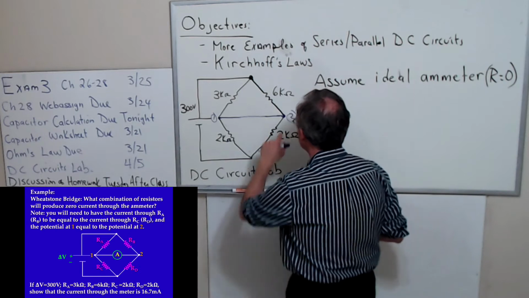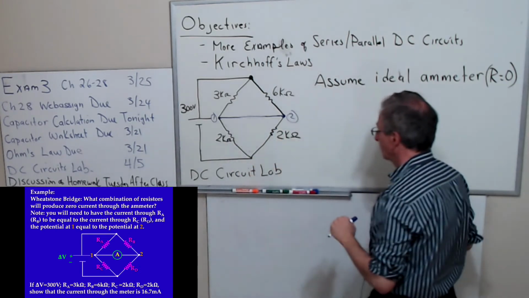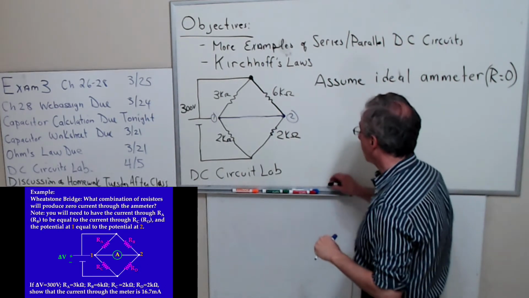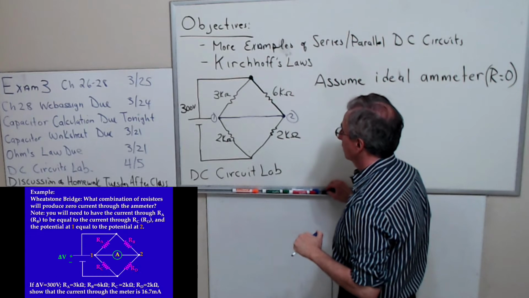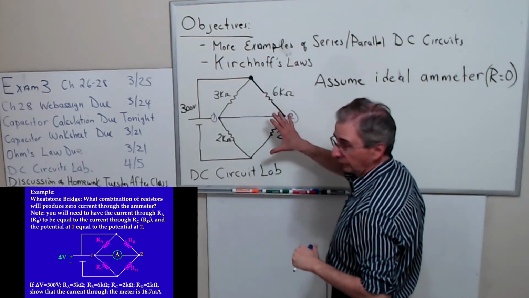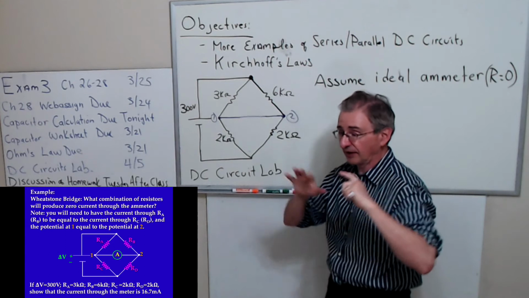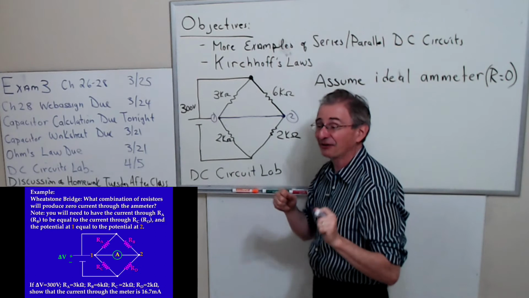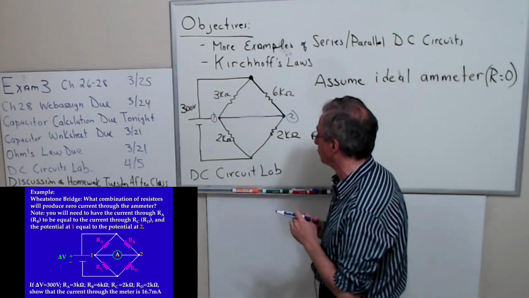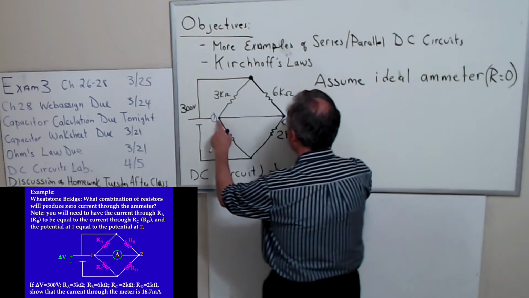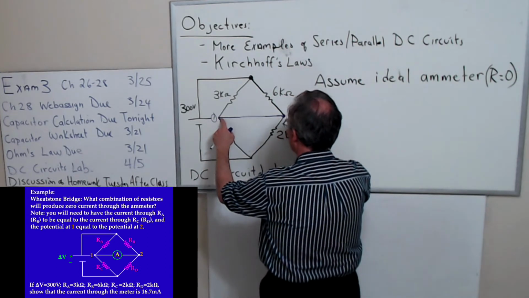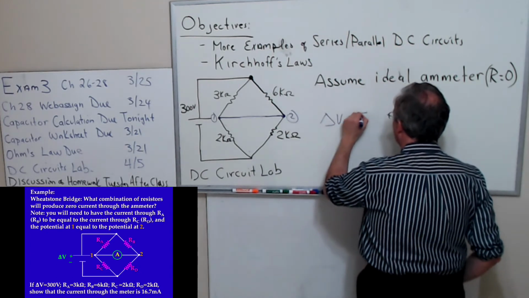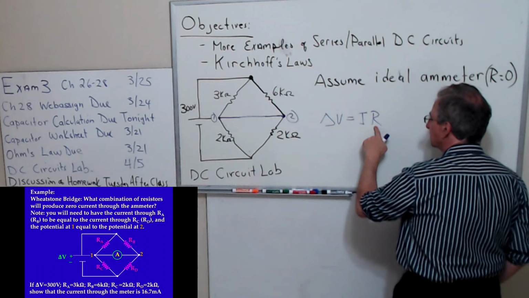Well, let's be careful. I'm just talking about point 1 and point 2. Right, no current is flowing through there. Well, the only way no current is flowing through it is if we satisfy the Wheatstone bridge equation. And I purposely chose the resistors so it doesn't satisfy the Wheatstone bridge equation. So current will go through it. But if I tie these two together, let's see, delta V is I times R. If R is 0, what does that mean?